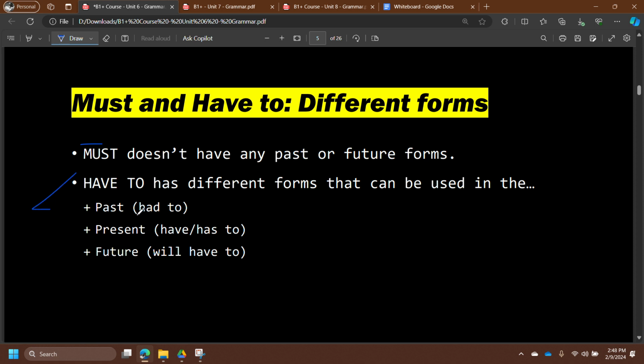But what about have to? We'll have to have different forms, guys. If you use have to in the past, you're going to say it as had to. In the present, you can say it as have to or has to, depending on the subject and the tense. And in the future, you can say will have to as well. Different tenses, of course, will bring in slight modifications to the modal verb have to.